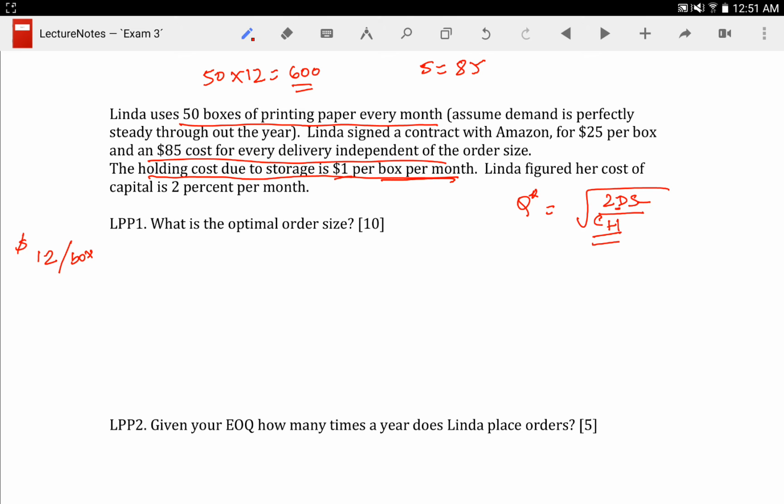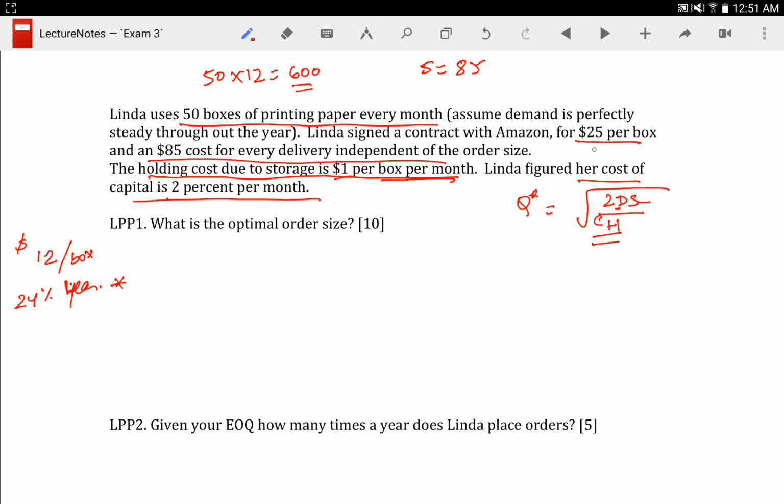Now there is another part of the holding cost. Remember, inventory cost is always a part of holding cost. That is, it is 2%. The capital cost is 2% per month. It's 2% per month. That means it's 24% per year, right? 24% per year. 24% of what?